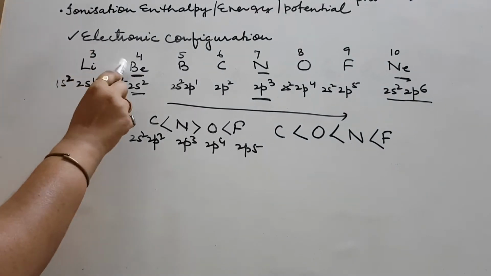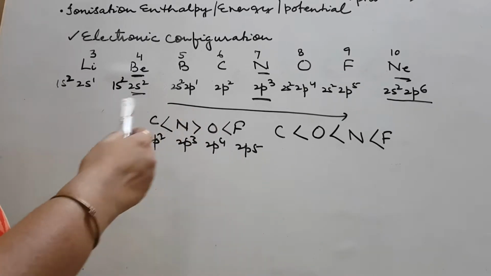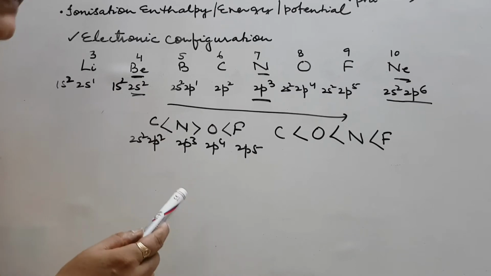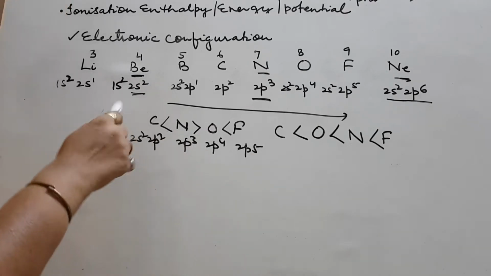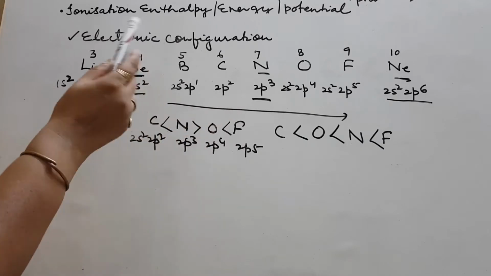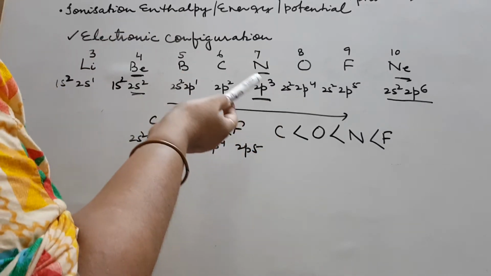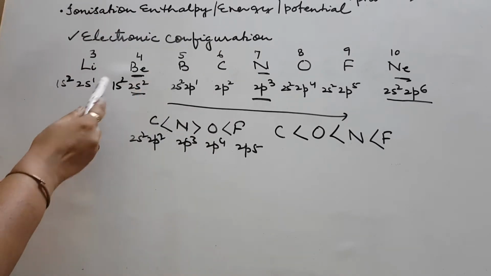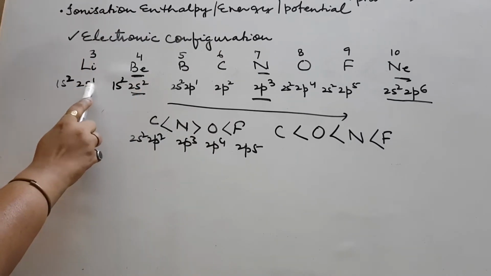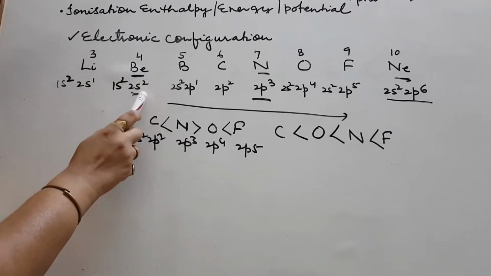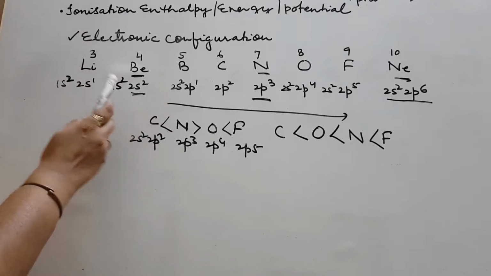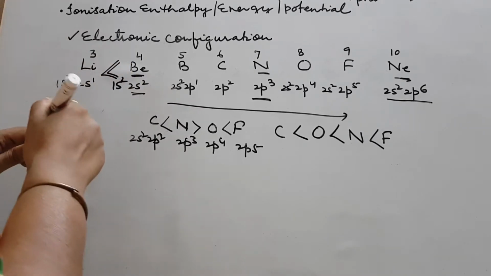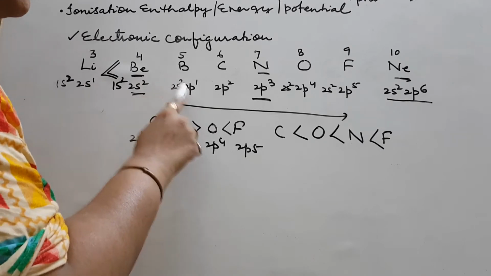Now, what happens here, children? We are moving from lithium to beryllium. Size is decreasing, IP should increase, and it is increasing. At the same time, one more factor affects the value. The value is high, but how does it go high? There is a good jump, a big gap, a sudden jump in the value for beryllium. Why? Because it is fully filled. So both factors are favoring beryllium to have a high value of IE, and it has quite a high value of IE.